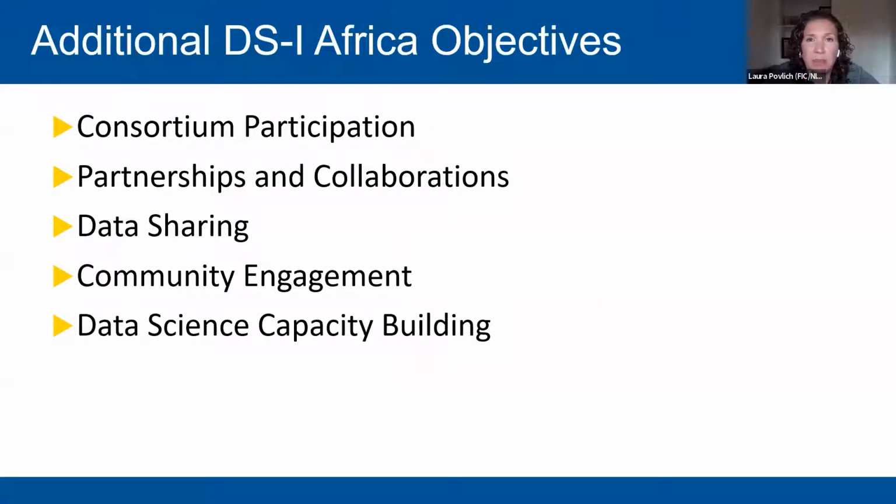Additionally, DSI Africa has a number of objectives that are listed in the associated funding opportunities, including consortium participation, partnerships and collaborations, data sharing, community engagement, and data science capacity building. Importantly, for the new funding opportunities, the awardees are expected to participate in the DSI Africa Consortium, which is led by a steering committee and includes associated working groups. The new awardees are also expected to abide by any data sharing policies or guidance that are developed by this consortium.